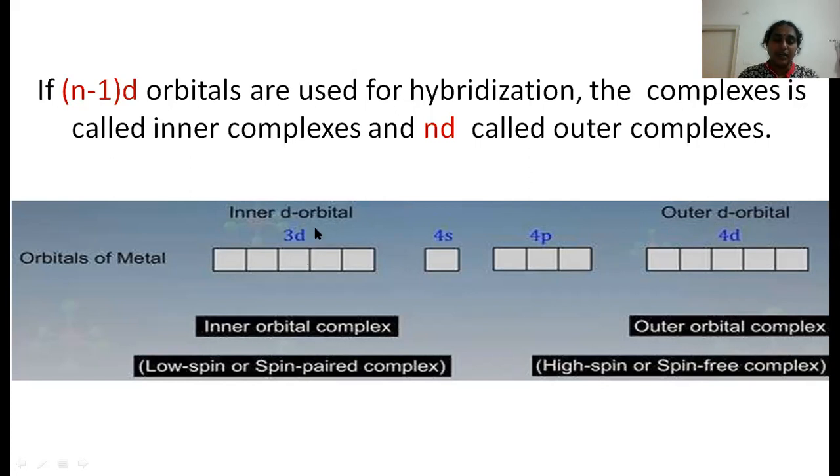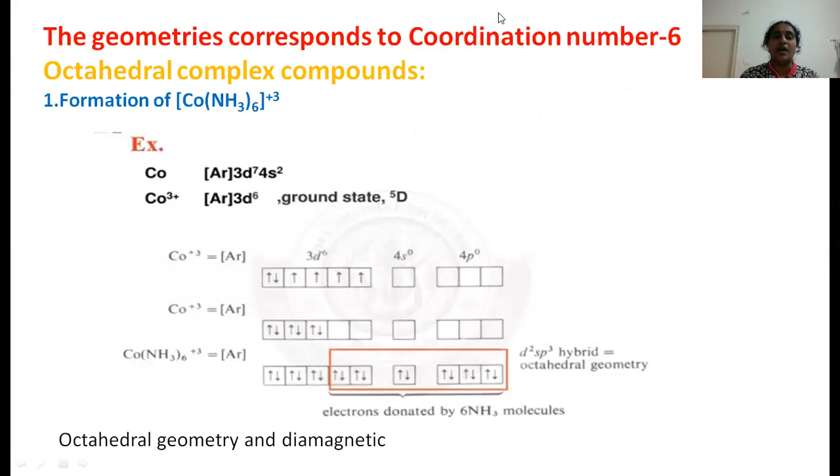Suppose inner orbitals are involved in forming the complex, then that is called a low spin or spin paired complex, or also a diamagnetic complex. Whereas if outer orbitals are involved, then the complex is called an outer orbital complex, high spin complex, or spin free complex, or we can also call it a paramagnetic complex. So while forming octahedral complexes, depending on the metal, these orbitals may involve (n-1)d orbitals or nd orbitals. Let us see some examples of octahedral complexes.